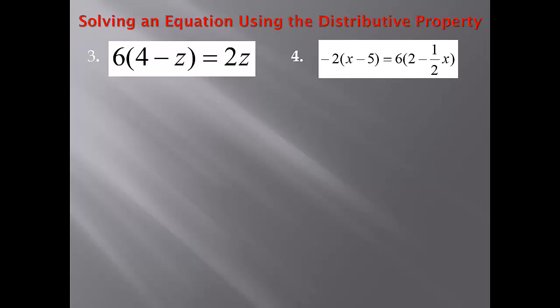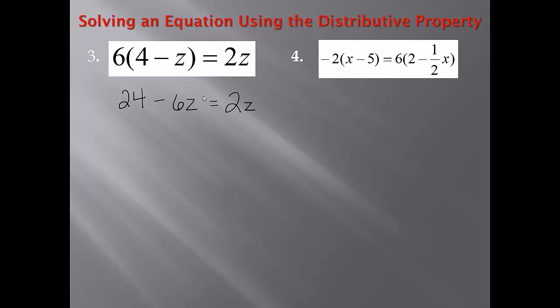Now we're going to solve an equation using the distributive property. So for number 3, we have 6 times the quantity 4 minus z equals 2z. So our first step is to use the distributive property. We would need to multiply 6 times 4, and 6 times 4 is 24. And then we have minus 6 times z, which is 6z. And that would be equal to 2z.